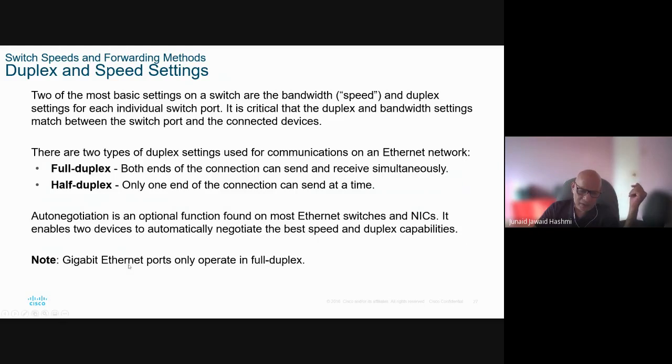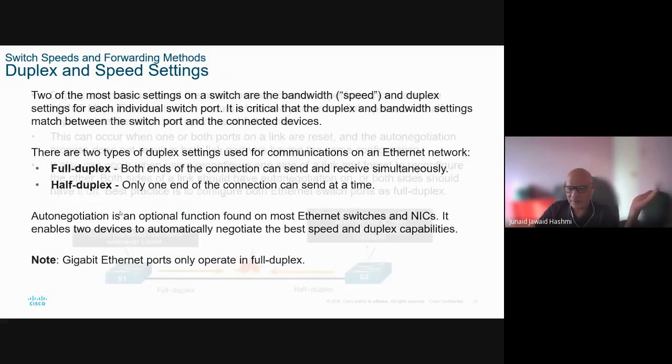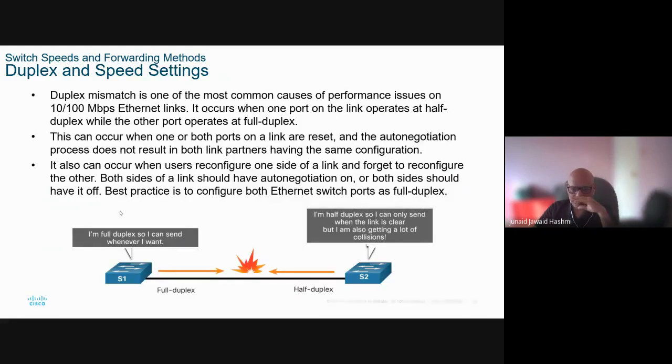By the way, gigabit Ethernet only operates in full duplex. Even our school retired 1 gigabit switches and replaced them with 10 gigabit. So I cannot imagine any organization still using 100 megabit per second switches. A lot of slides are dedicated to duplex and speed settings.